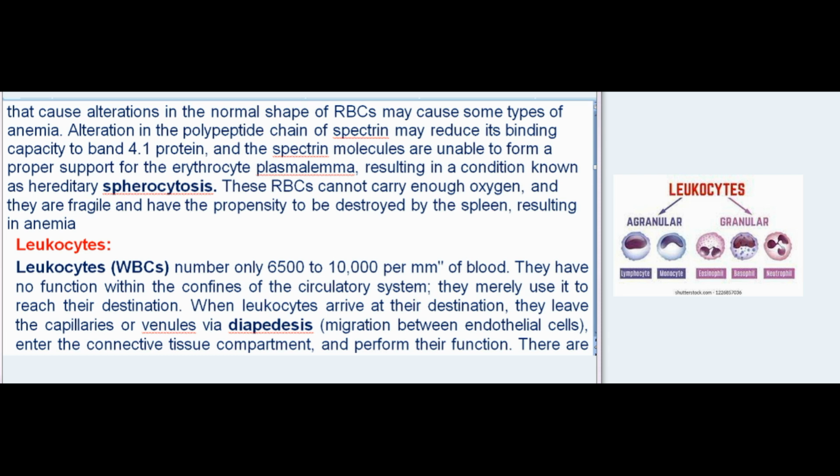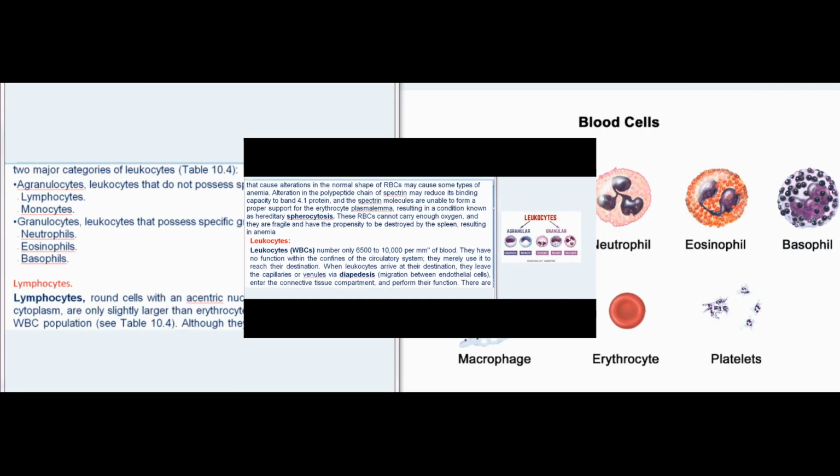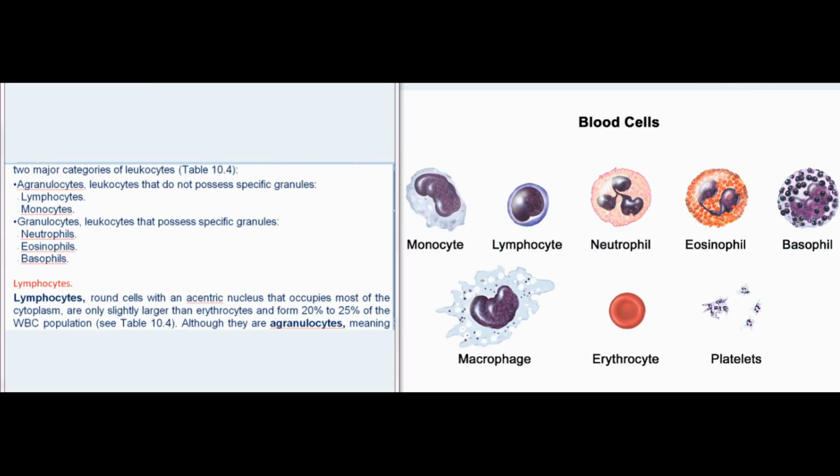WBCs, number only 6,500 to 10,000 per mm3 of blood. They have no function within the confines of the circulatory system; they merely use it to reach their destination. When leukocytes arrive at their destination, they leave the capillaries or venules via diapedesis, migration between endothelial cells, enter the connective tissue compartment, and perform their function. There are two major categories of leukocytes, Table 10.4.